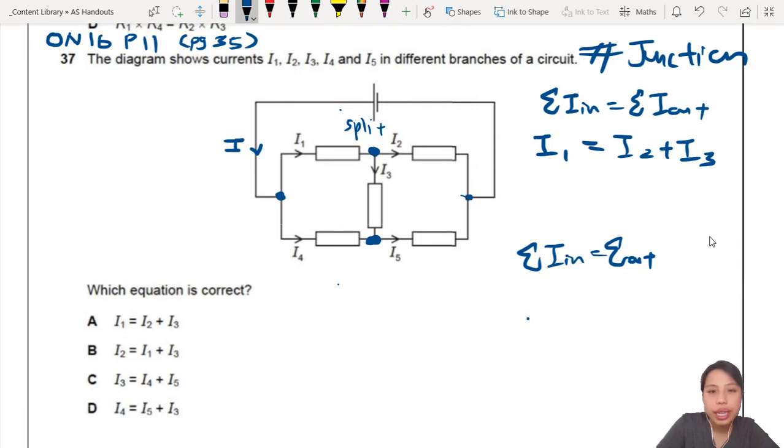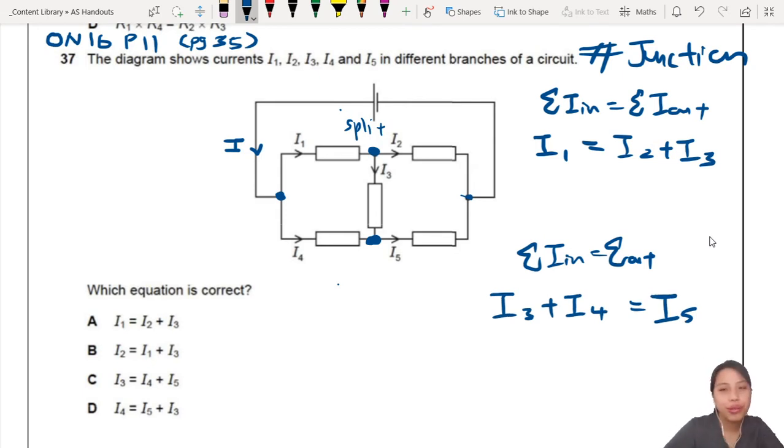So in, what is going in? I3 is going in, plus what else? I4. I4 is going in. What's going out? I5. So you put I5. iPhone 3, iPhone 4, iPhone 5. Okay. And that is how you can do.